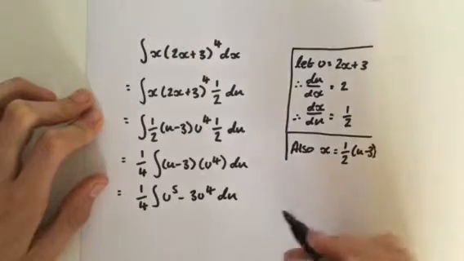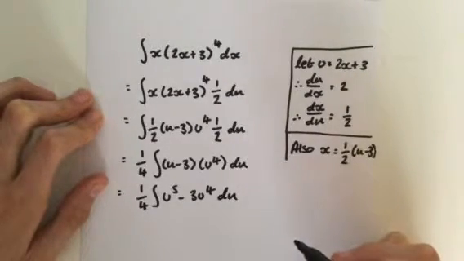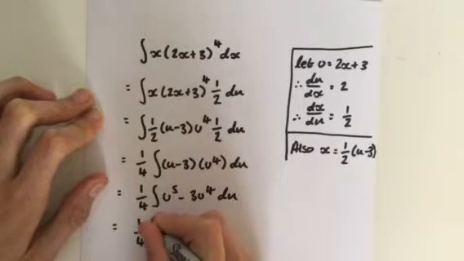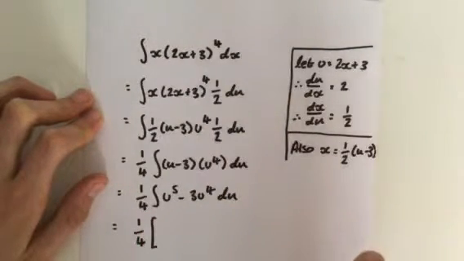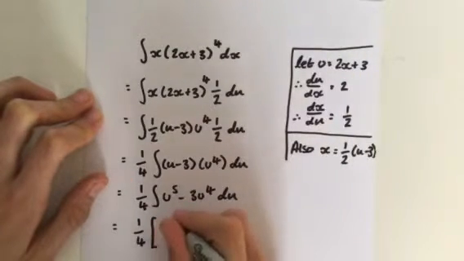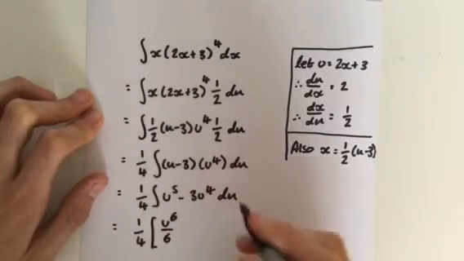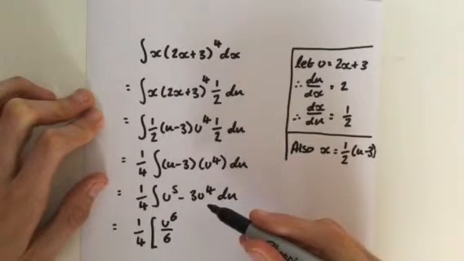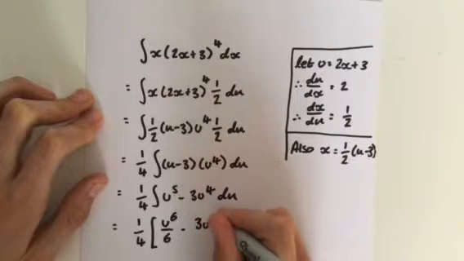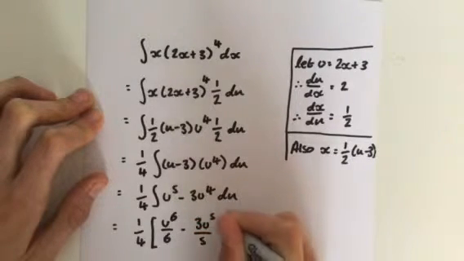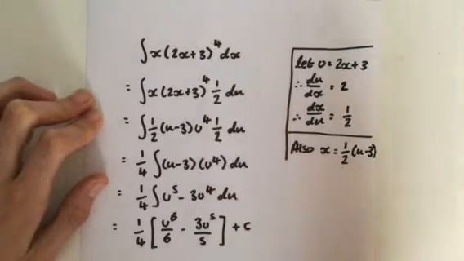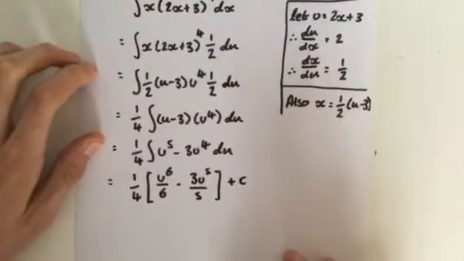So now we need to integrate. When we integrate, we're going to get a quarter outside, square brackets. The integral of u to the 5 with respect to u is going to be u to the 6 over 6. The integral of 3u to the 4 is obviously going to be minus 3u to the 5 divided by 5. Okay? And our constant of integration.